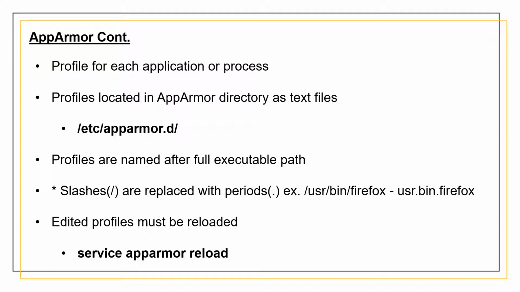And profiles are named after the full executable path. So that includes the directory as well as the full path. And then after the directory, slashes are replaced with periods. So for example here, if you have something like /usr/bin/firefox, it turns into usr.bin.firefox, and the full name would be /etc/apparmor.d/usr.bin.firefox.